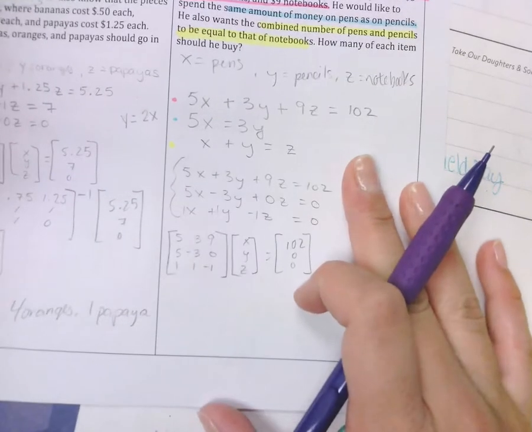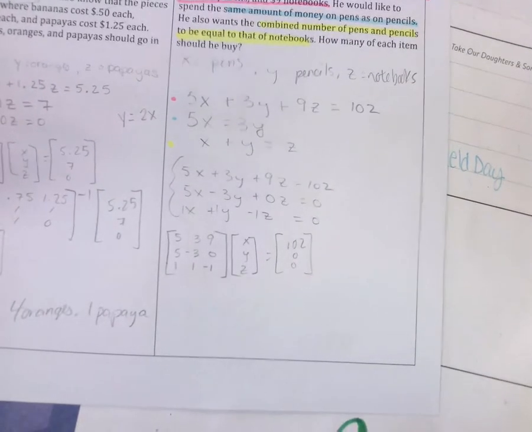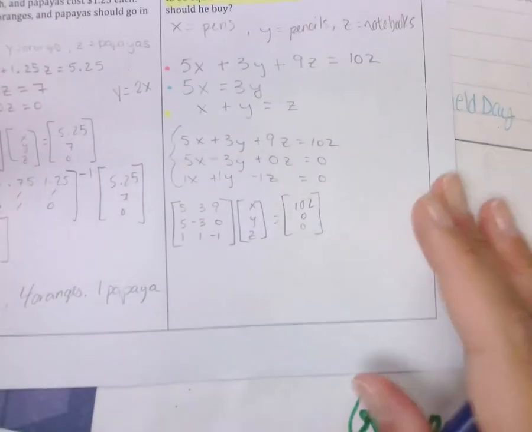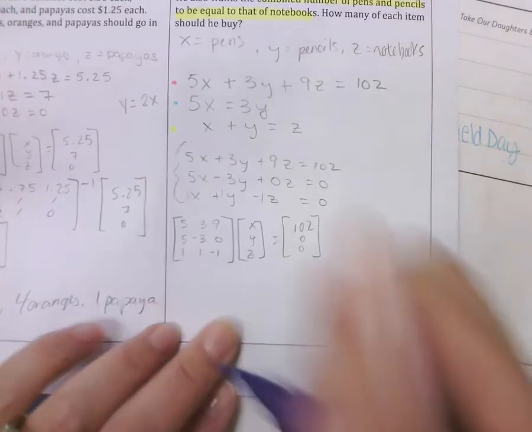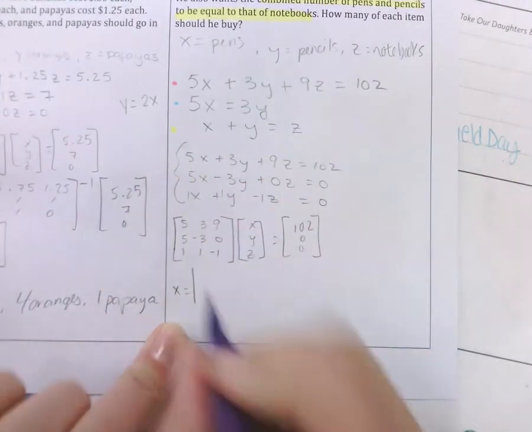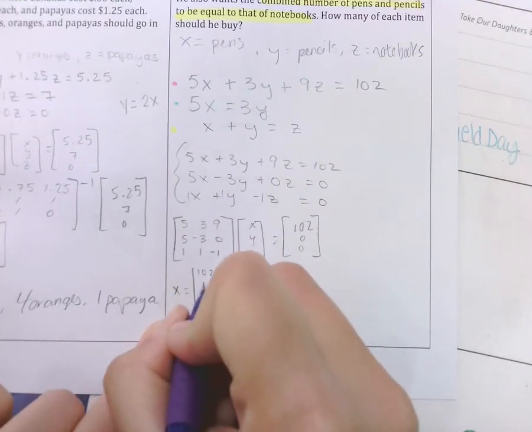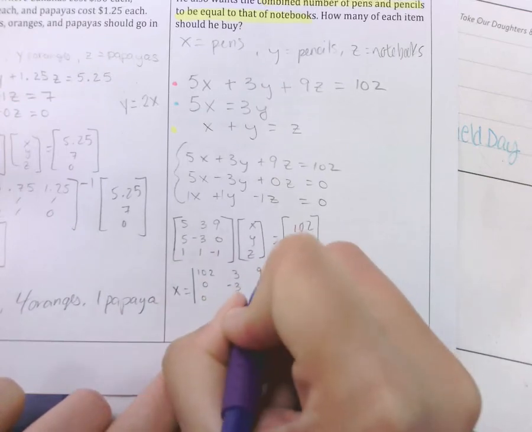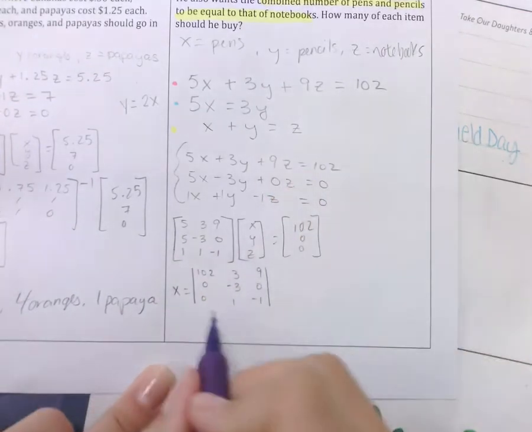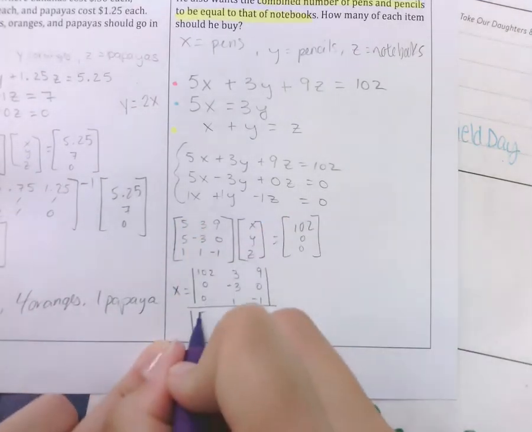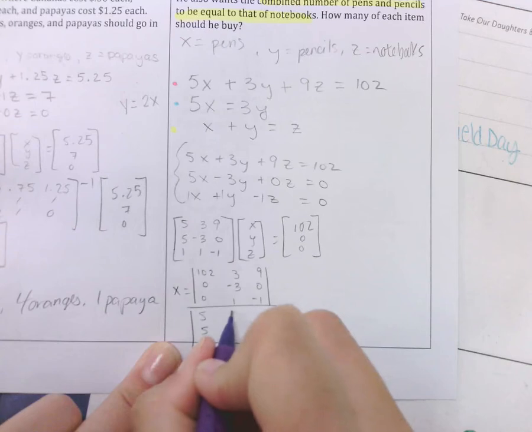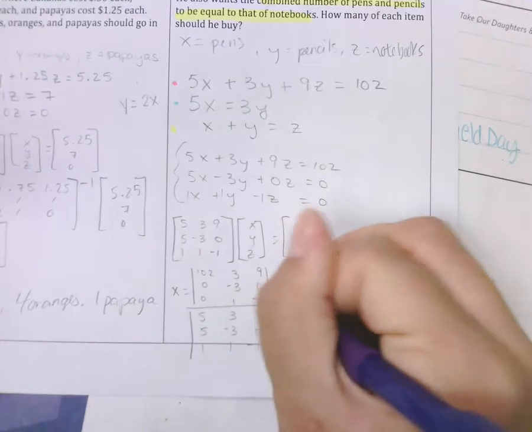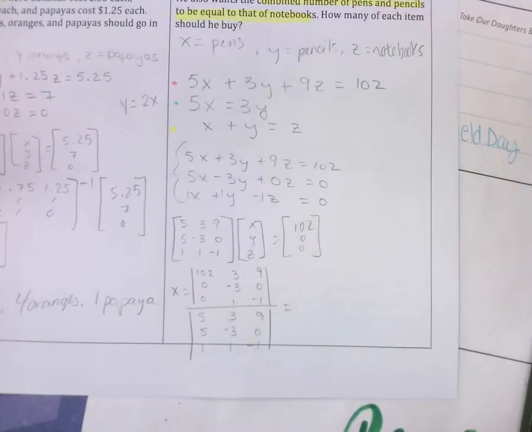Our second equation has just an x and a y in it, so it would be best to solve for x or y first. That would be the fastest way to do it. So x equals, we replace the first column with 102, 0, and 0. Then we have 3, negative 3, and 1, and then 9, 0, negative 1, divided by 5, 5, 1, 3, negative 3, and 1, and then 9, 0, negative 1. Find x first, and then y and z will be easy to find.